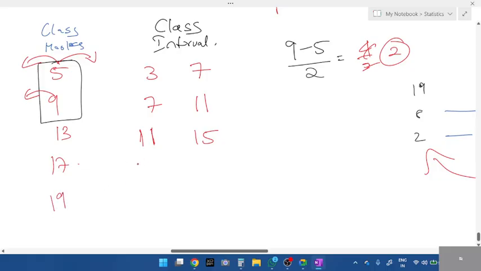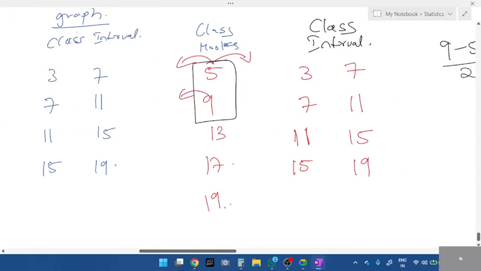Tell me the last one, students. 17 minus 2 is? 17 plus 2? 9. Does the value match? That's it. This is how you convert it.